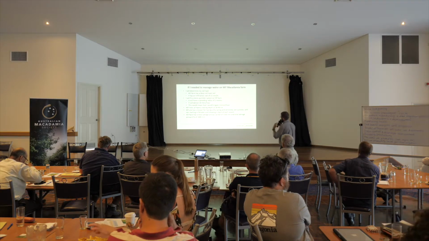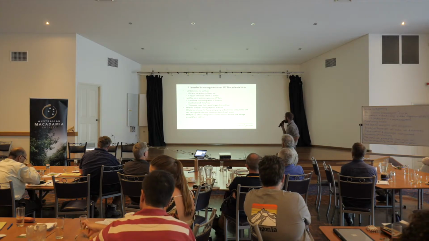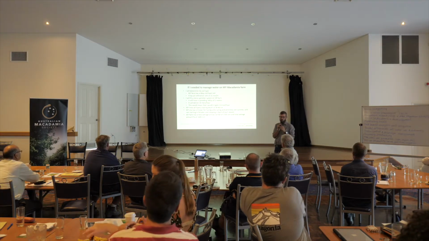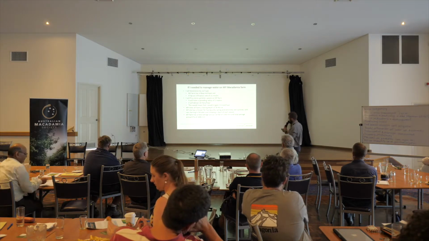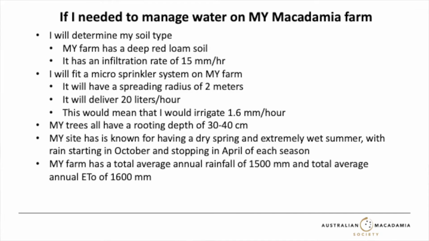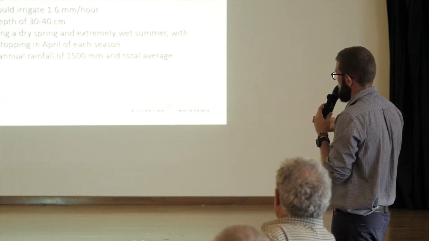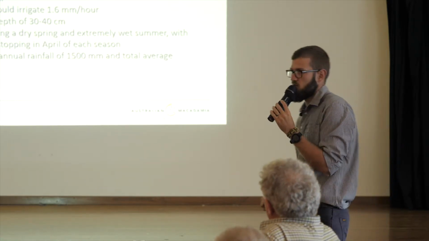All right, so now the big thing is, if I needed to manage my water on my macadamia farm, this is my own farm then, how would I do it? Because that still remains a big question. Okay, so firstly what I'll do, as I said, I'll determine what type of soil I have. Okay, so my farm, I didn't go and buy a bad farm. I bought one of the best farms. It's got a deep red loam soil. Okay, and I know for a deep red loam soil, the infiltration rate of that soil, and you'll see in that booklet in front of you, there's infiltration rates for a whole bunch of different textured soils, which I've put in there. But my soil has an infiltration rate of 15 millimeters per hour.